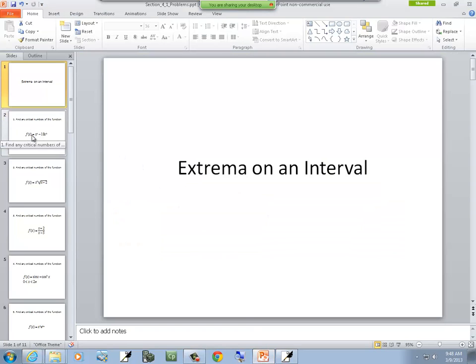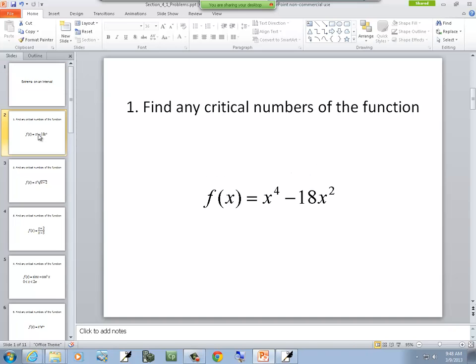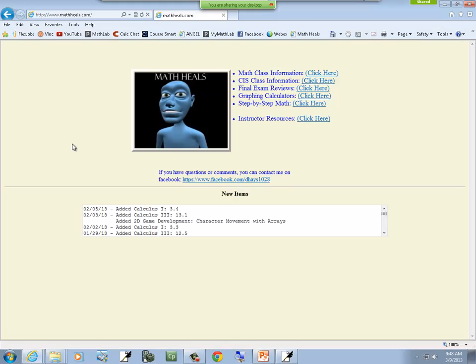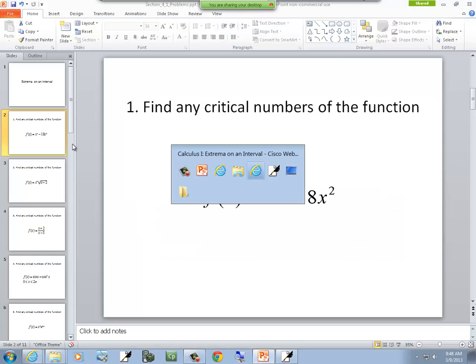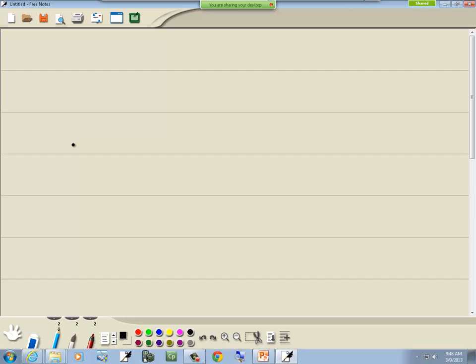Now this just starts talking about extrema. We'll look at relative extrema in another lesson. This first problem asks us to find any critical numbers. So let's take a look at it.